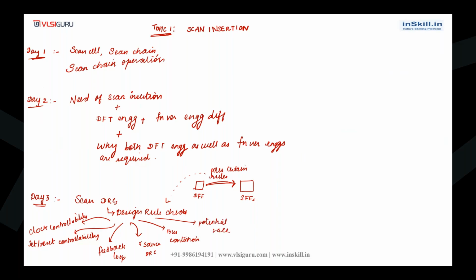Likewise, we'll be having various design rule checks. We will try to understand what clock controllability DRC means, in which kind of situation this DRC will be violated, and whenever it is violated, what can be done in order to resolve it. For each and every DRC, we will try to understand these things. That is what we are going to do on day 3. Day 3, we are going to work on scan DRCs.